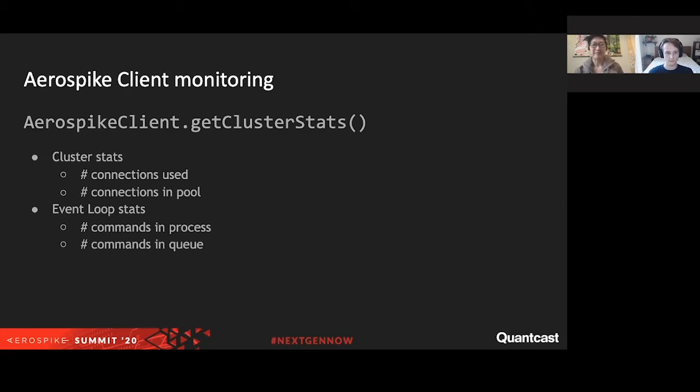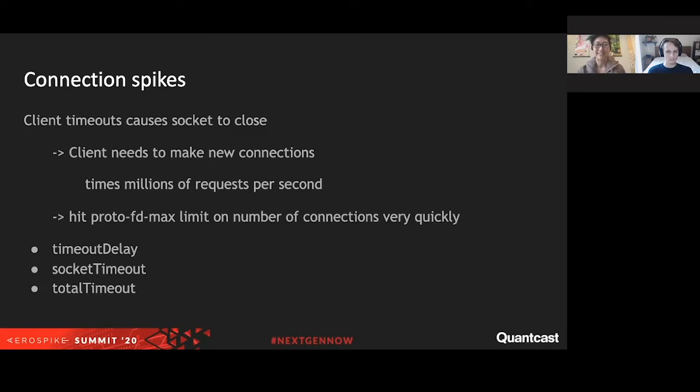Early on when we were debugging things, we added in some monitoring for the Aerospike client. I just wanted to call out this get cluster stats that you can call on the Aerospike client that can get you stats on the number of connections that are used and in the pool. We do asynchronous lookups, so we have an event loop. So there are also event loop stats, like the number of commands in the queue and the number of commands that are in process, that have been useful in our debugging.